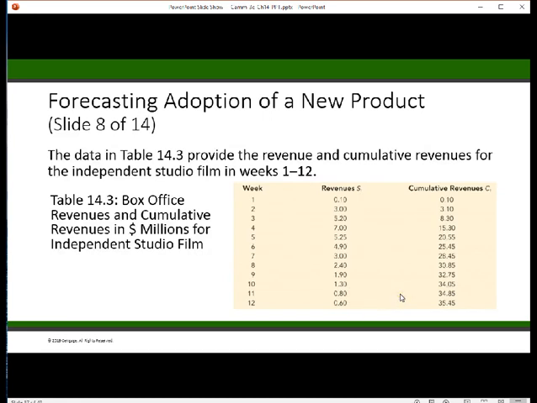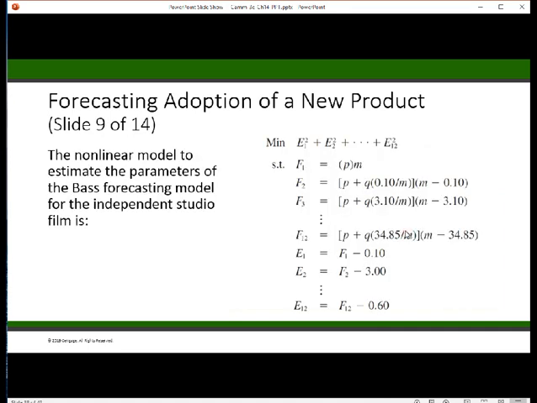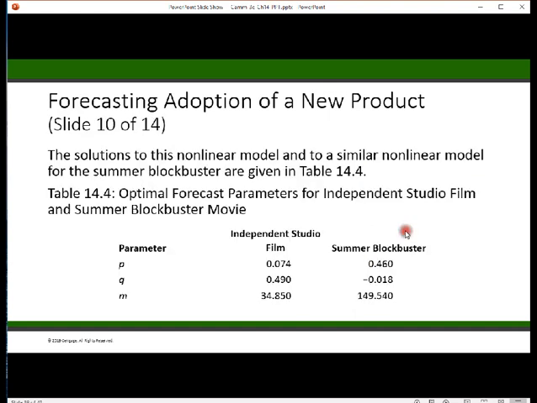And here we see the revenues and the cumulative revenues. And then our nonlinear Bass model for accomplishing all this. So our parameters are going to be, again, P, the coefficient of imitation, Q, the coefficient of innovation, and M, the number of potentially new customers that we have.